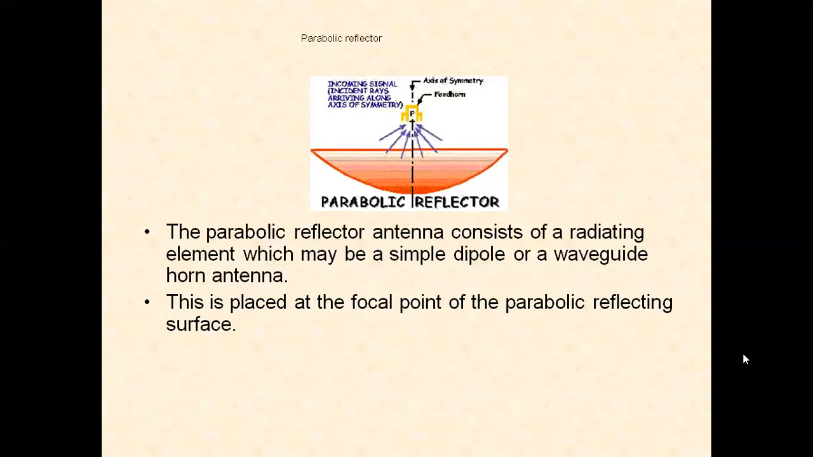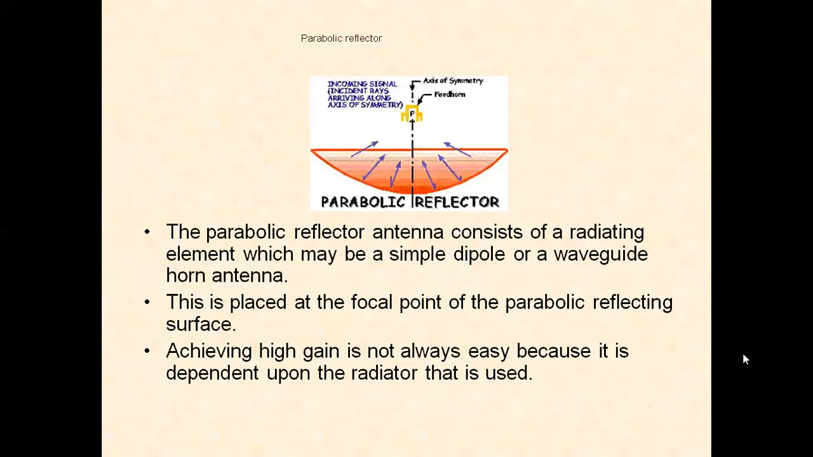The parabola reflector antenna consists of a radiating element, which may be a simple dipole or a waveguide horn antenna. This is placed at the focus point of the parabola. So we have horn feed. Achieving high gain is not always easy, but if we make use of reflector and horn antenna, we can provide much higher gains in a particular direction.